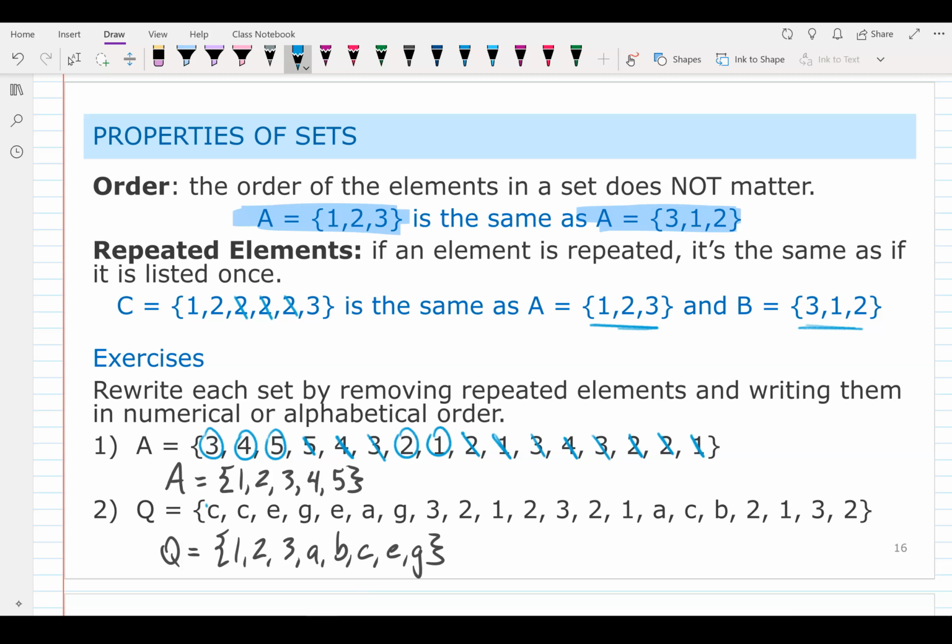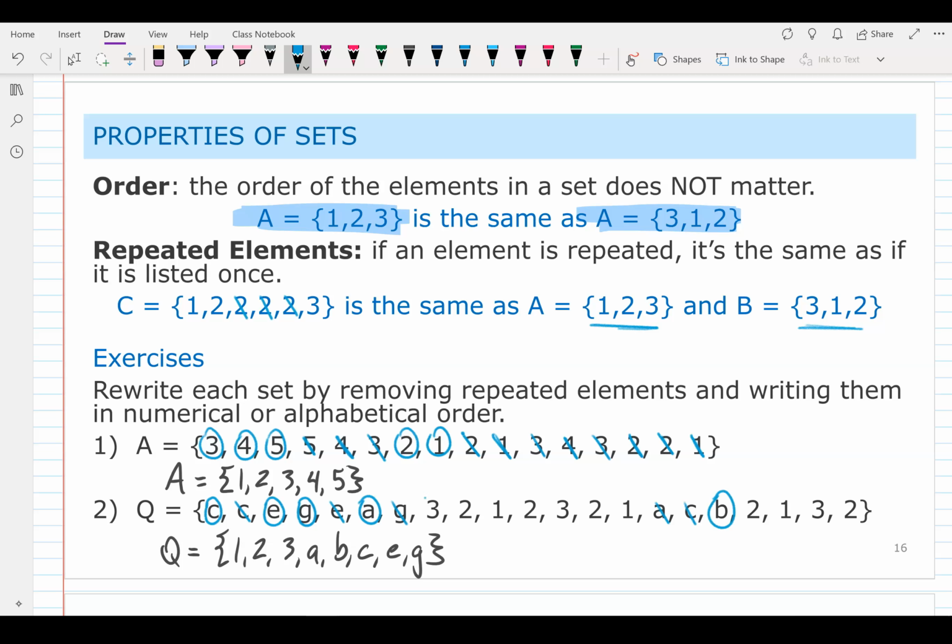So let's see, I have C. Let's cancel out any extra C's. I see a couple C's. I have an E. I'm going to cancel any other E's. Okay, there's no other E's. G. Cancel out G's. All right. A. Cancel the rest. I've got a B over here being sneaky, so let's not forget about that.